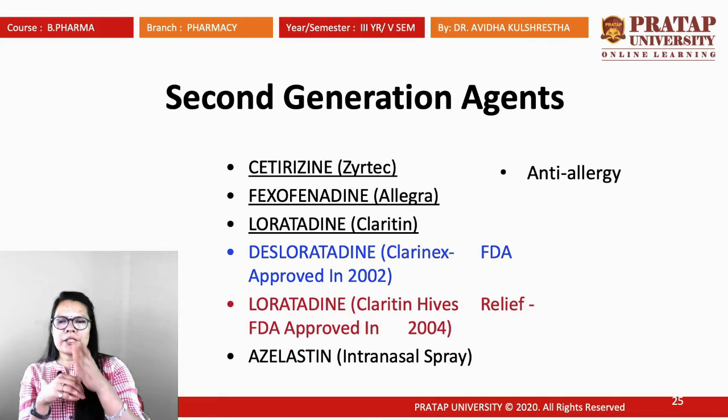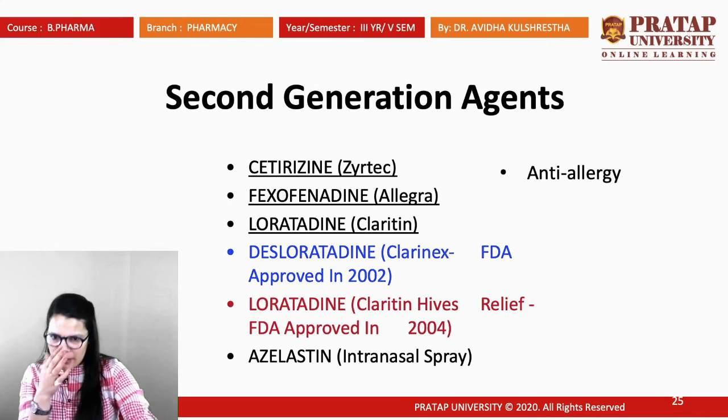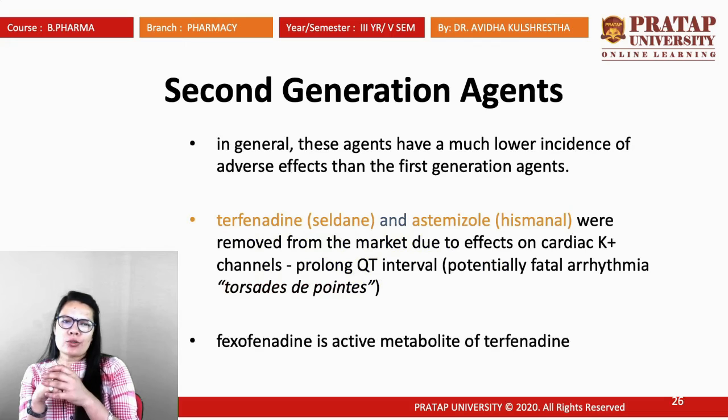These are the second generation drugs which we are using: cetirizine and loratadine, fexofenadine, and azelastine. These are the drugs which come under second generation. Cetirizine, levocetirizine, we have already studied. Levocetirizine and cetirizine are isomeric forms of each other, optically active compounds. In general, these agents have a much lower incidence of adverse effects. So the first generation side effects can be minimized in the second generation antihistamine drugs.